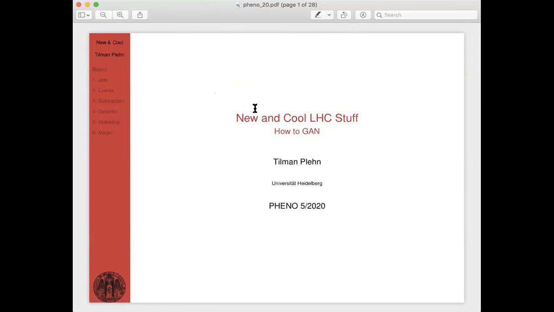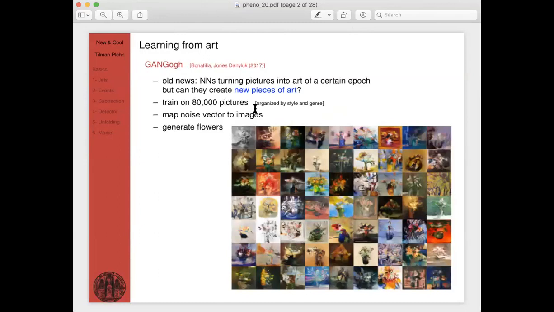So let me start with the history they come from, or other applications. My favorite one is, of course, generating art with a network called the GAN. People have tried to use machine learning for generating pieces of art for a while. You can turn a picture into a painting in the style of Picasso or Van Gogh. The question here was, can you create new pieces of art? So can I train the network on art and then generate new pieces of art? For example, in our case, you train on 80,000 pictures, organized by style and by genre.